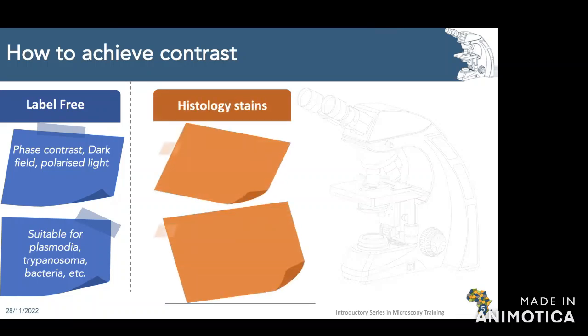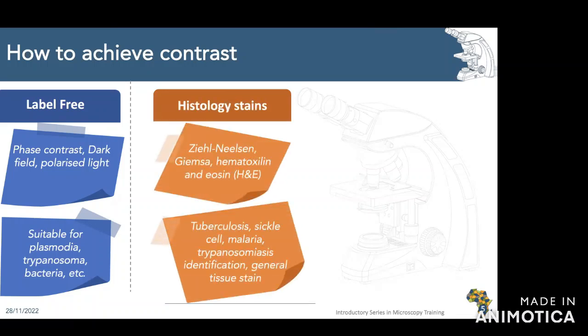You can, of course, do histology stains, right? So anything like a Ziehl-Neelsen, which is used for TB, hematoxylin, Giemsa stain, different types of stains in histology are used to achieve different contrasts for different cell types.